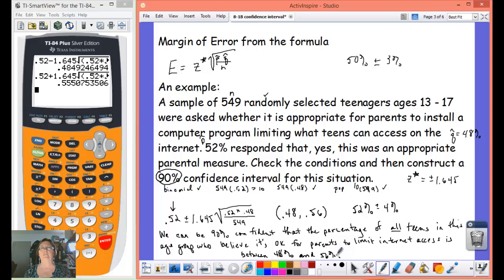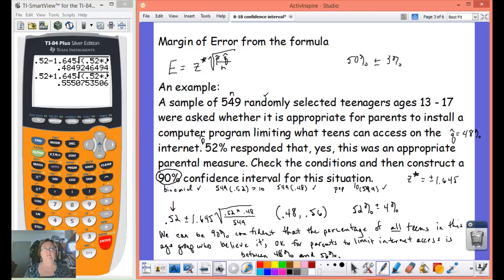Our interpretation is always going to be a sentence. It's always going to address the context of the problem, and it needs to use, folks, statistical language. 90% confident is statistical language, okay? We're saying we're 90% sure. We want to make sure that we reference our interval. We're trying to use it to predict what all teens will say. So the word all or population needs to be in your sentence as well.